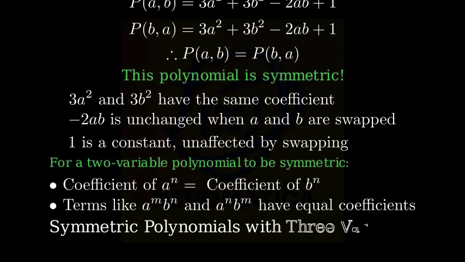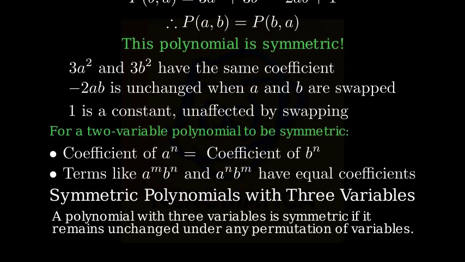Now, let's look at polynomials with 3 variables. A polynomial with 3 variables is symmetric if it remains unchanged under any permutation of the variables.